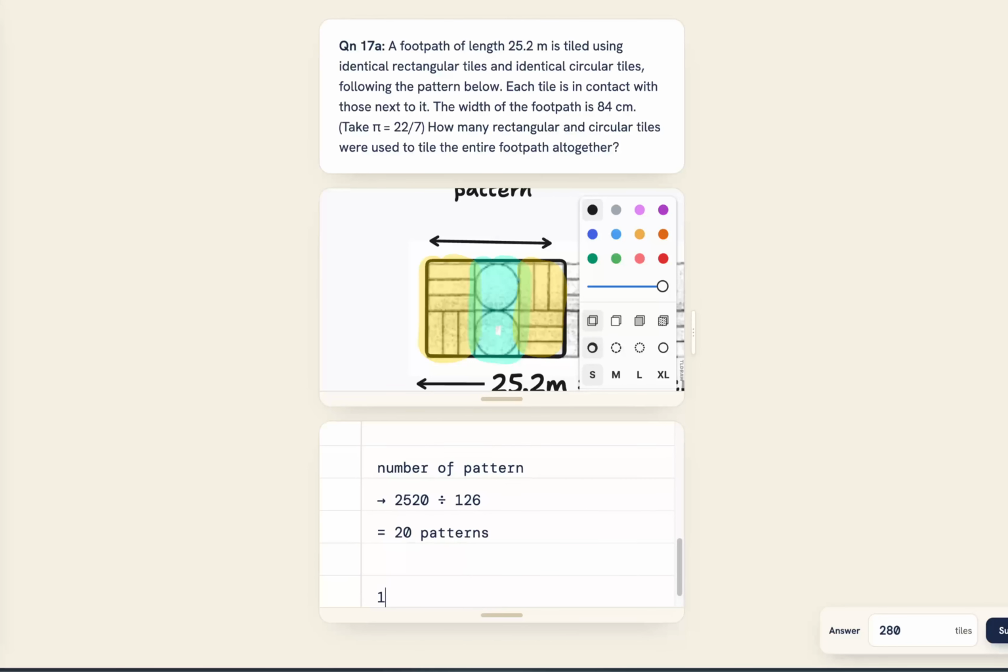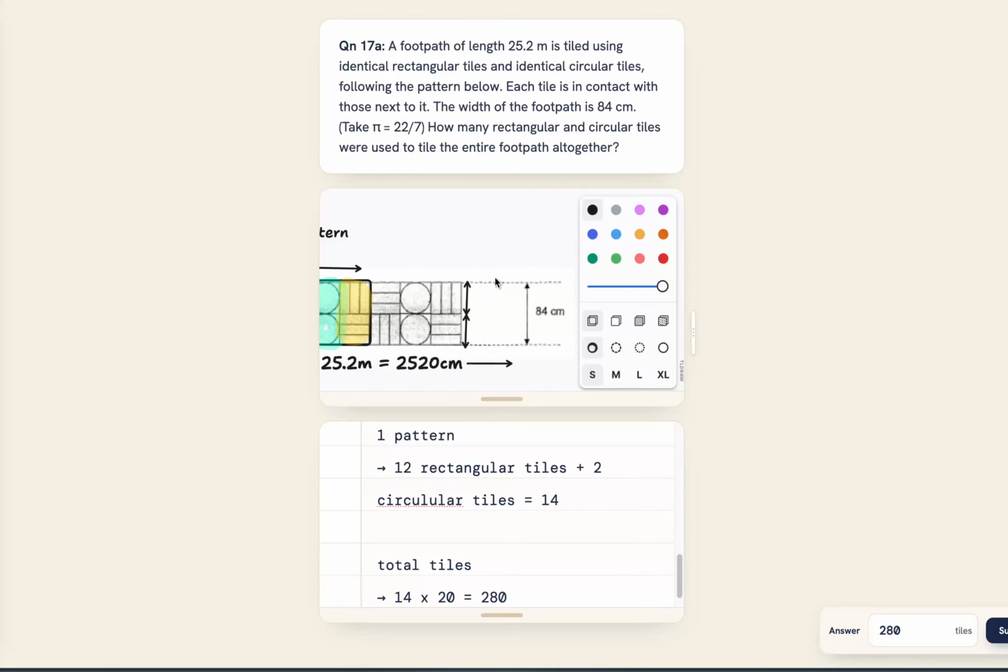So how many rectangular and circular tiles are there? Essentially, in one pattern, we have one column of rectangular tiles. I just count the number of rectangles. So one pattern has 1, 2, 3, 4, 5, 6, so 12 rectangular tiles plus 2 circular tiles, which is equal to 14. So the total tiles will then be equal to 14 times 20, which is 280. There you go. So that is the answer for part A.